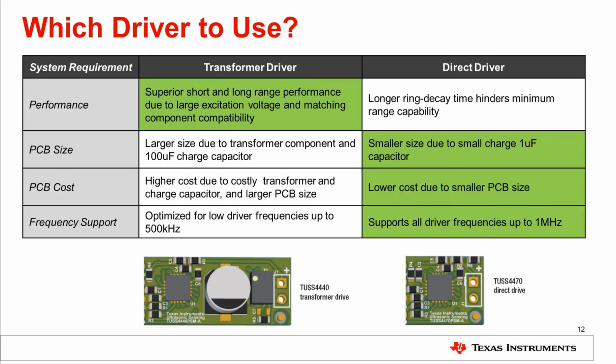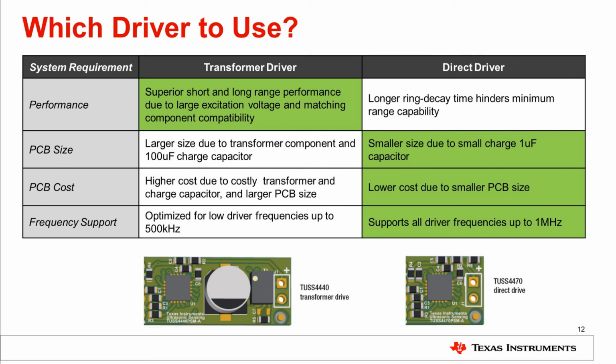Comparing transformer drive and direct drive per line item. In performance, the transformer driver is recommended because it can generate a larger transducer excitation voltage when required and allows for the use of additional external matching components to further reduce the blind zone by critically damping the ring decay energy. This means the transformer driver enables the best case minimum and maximum ranging performance. Matching components will be discussed in the next video.